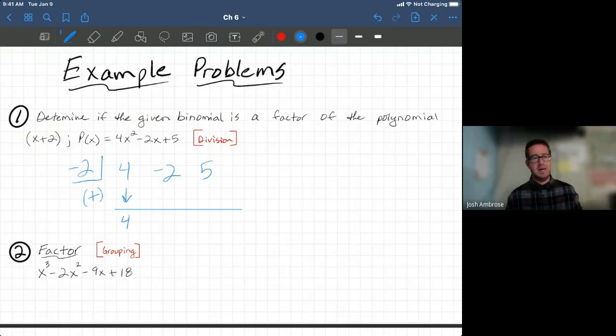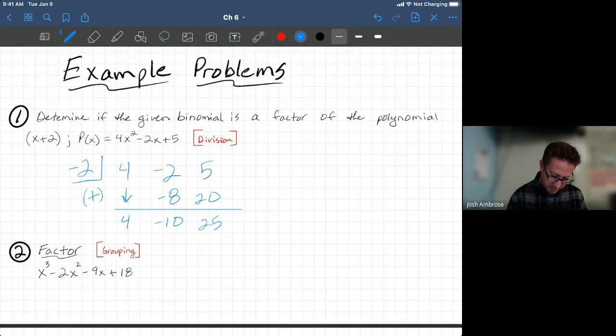So there's a 4. Then you're going to do the negative 2 times 4, giving you negative 8. Then negative 2 plus negative 8, giving you a negative 10. And then we're going to multiply the negative 2 by the negative 10, giving us a positive 20. And 5 plus 20 giving us 25. So what you should see here is this, all right, not 0.